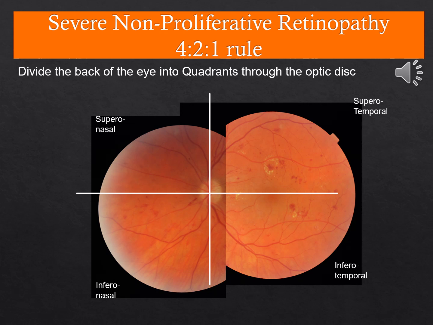In order to diagnose severe non-proliferative retinopathy, we need to use the 4-2-1 rule. We also need to divide the back of the eye into quadrants through the optic disc. Here you can see a vertical line and a horizontal line dividing the retina into the superotemporal quadrant, the inferotemporal quadrant, the inferonasal quadrant, and the supranasal quadrant. We'll explain the purpose of this shortly.